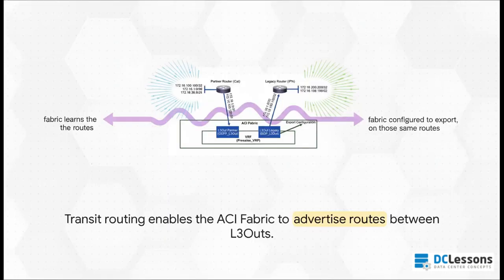Okay, let's look at our diagram again, but this time with transit routing enabled. See the difference? It's huge. The fabric still learns the routes from the partner router on the left, but now that information flows right through the fabric. The export is active, and the routes get advertised out to the legacy router on the right. Just like that, we have a complete path for end-to-end communication.